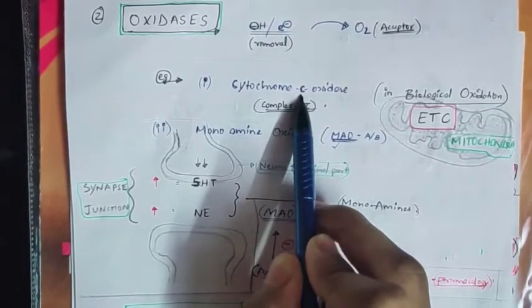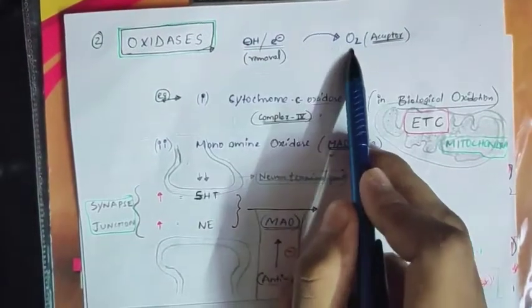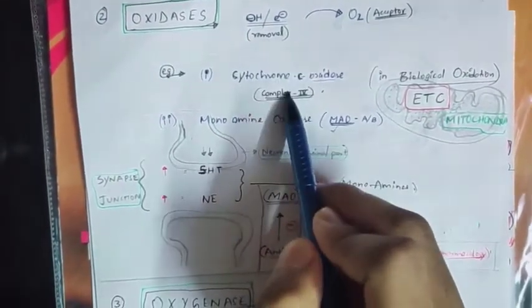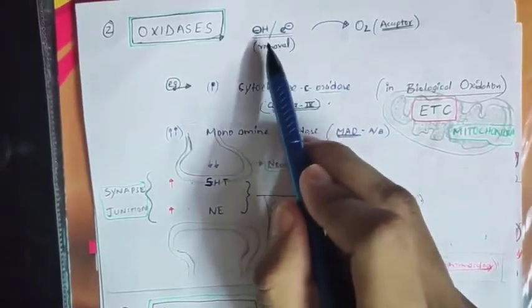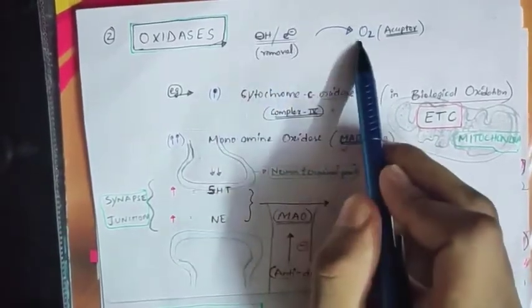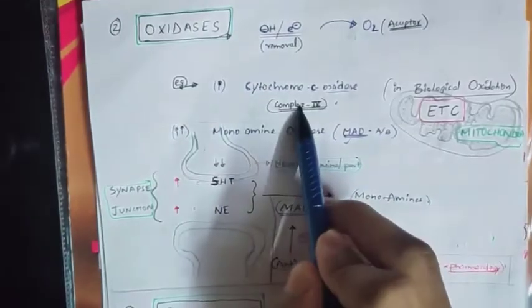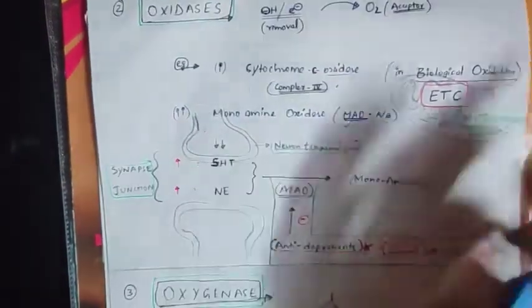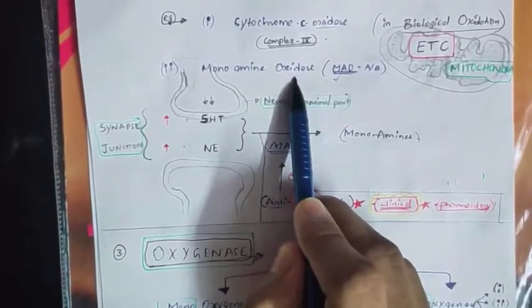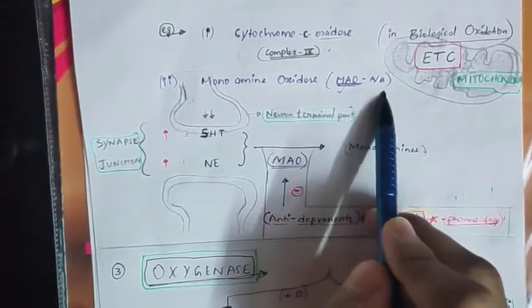Okay. Cytochrome C oxidase. In the name, oxidase is there. It means here electrons are removed and added to oxygen. As you all know, in the ETC, along the membrane, the electrons and hydrogen are added to the O2. So this example comes under oxidase. Coming to the second example, monoamine oxidase, MAO. In our body, there are two types of MAO, MAO-A and MAO-B.